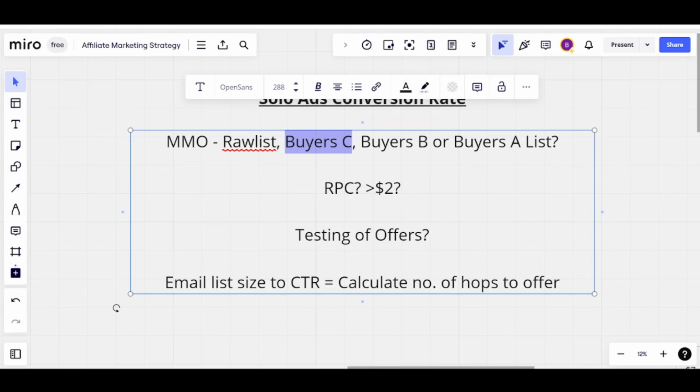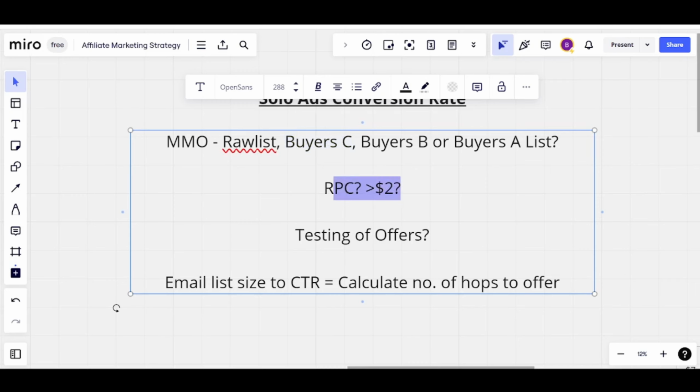If you're promoting buyers list C to mid ticket offers, that is where it depends on how you draft the emails, how you draw the bridge pages, and so on and so forth, in order to increase your conversion rates. The same goes for buyers list B and the same goes for buyers list A.